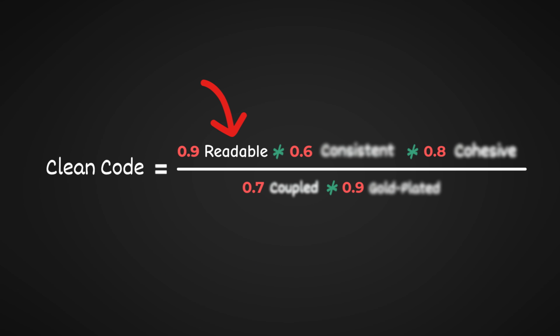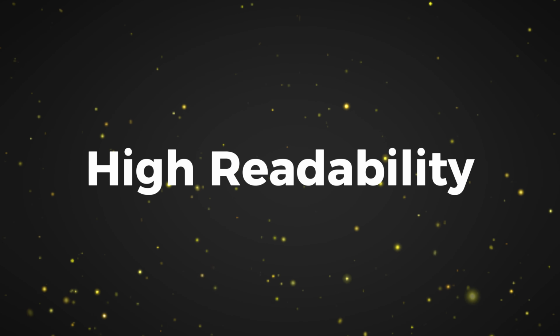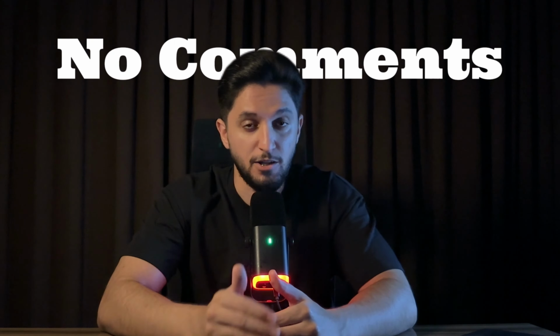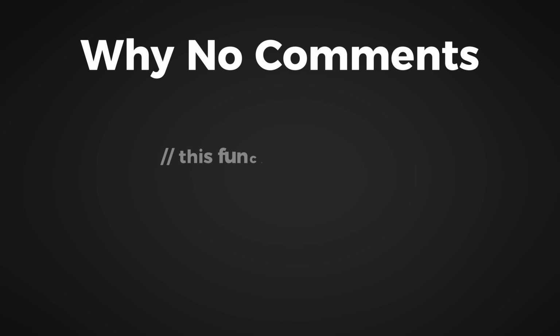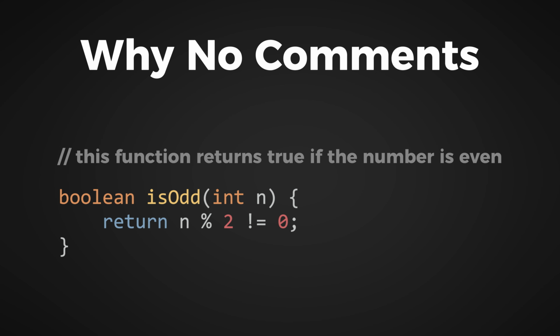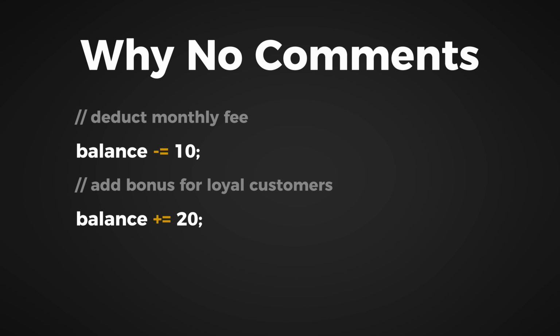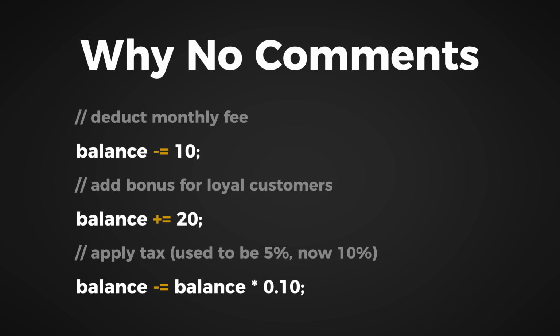We'll start with the first factor, readability. Code should speak for itself. If you don't need someone to walk you through the code to understand it, that's high readability. That's why relying on comments is discouraged. Code shouldn't rely on comments to explain it, it should explain itself. Why? Because comments lie, code doesn't. Comments go outdated, code shouldn't. And for every line of comment you add, that's one more thing you have to maintain.